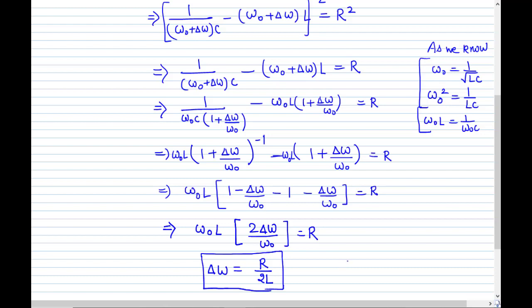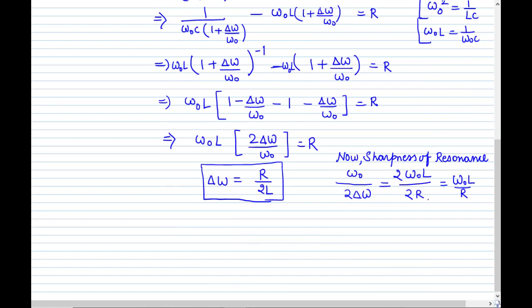So now if we calculate the sharpness, we know the sharpness. If you want to remember the sharpness, then always remember resonance frequency divided by bandwidth. So this is the resonance frequency and this is the bandwidth. Now this is 2 delta omega, so we can put the value from here. So this is equal to resonant frequency, then twice of delta omega is R upon 2L. So 2 cancels out, that means this is equal to omega naught L upon R. And this quantity omega naught L upon R is known as the quality factor, which is given by Q. So this Q is the quality factor of the circuit.